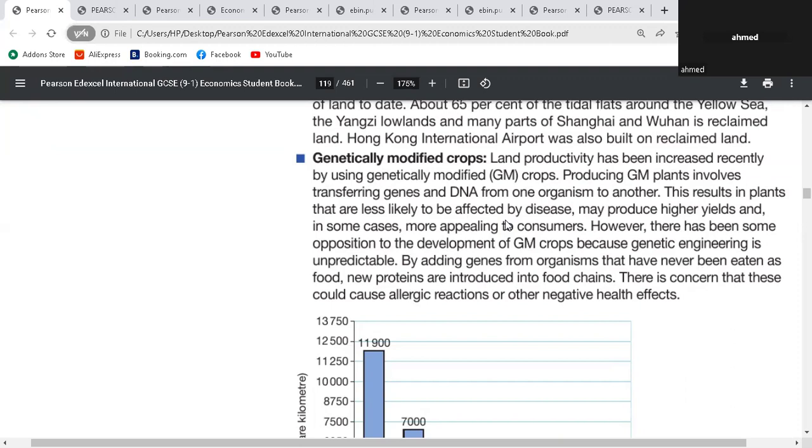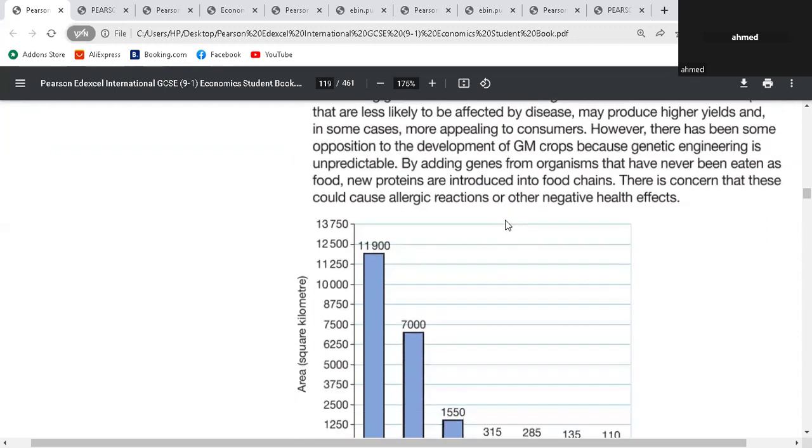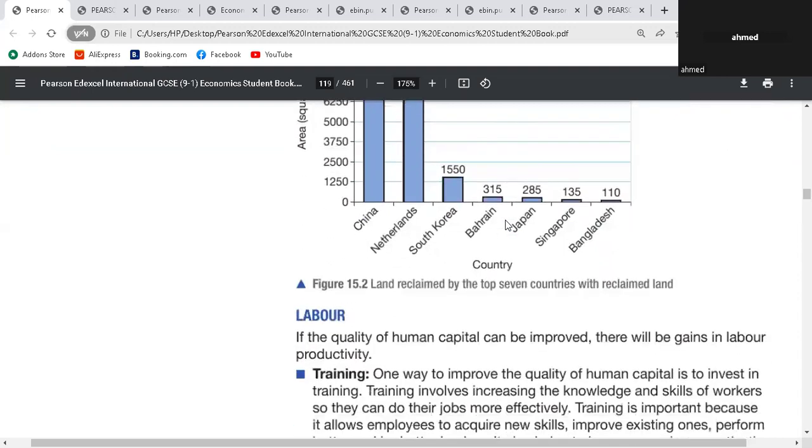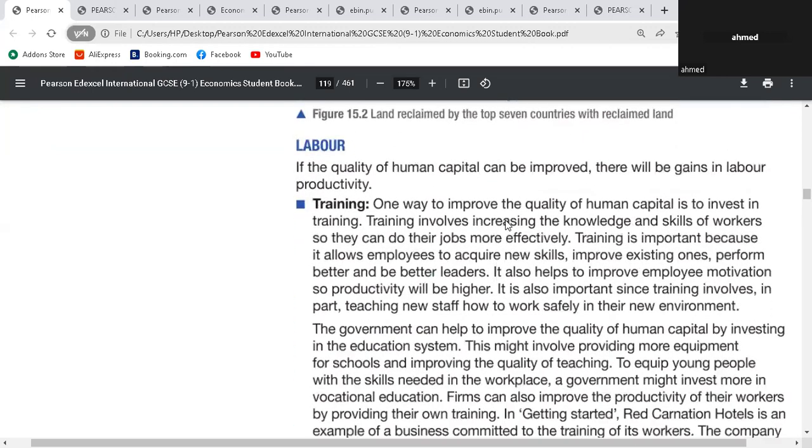Clear. But these things have a negative impact. Yes, because you are putting things together that are not supposed to be together. This will harm anyone who consumes them. Yes, it might. Okay, clear. So that's why it's not popular. Do you get the point? Yes. So that's about land.